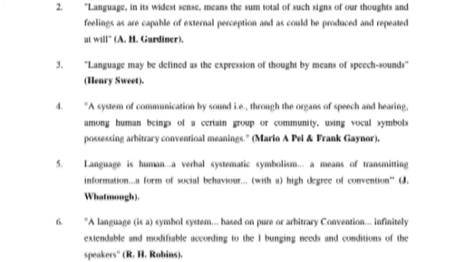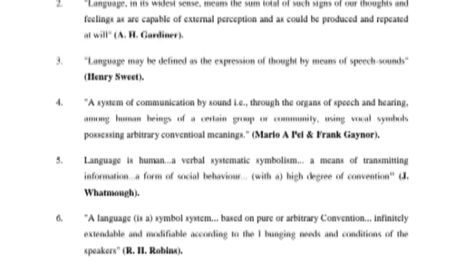5. Language is human, a verbal systematic symbolism, a means of transmitting information, a form of social behavior, with a high degree of convention. J. Wátmough. 6. A language is a symbol system based on pure or arbitrary convention, infinitely extendable and modifiable according to the changing needs and conditions of the speakers. R. H. Robins. 7. A language is a device that establishes sound-meaning correlations, pairing meanings with signals to enable people to exchange ideas through observable sequences of sound.